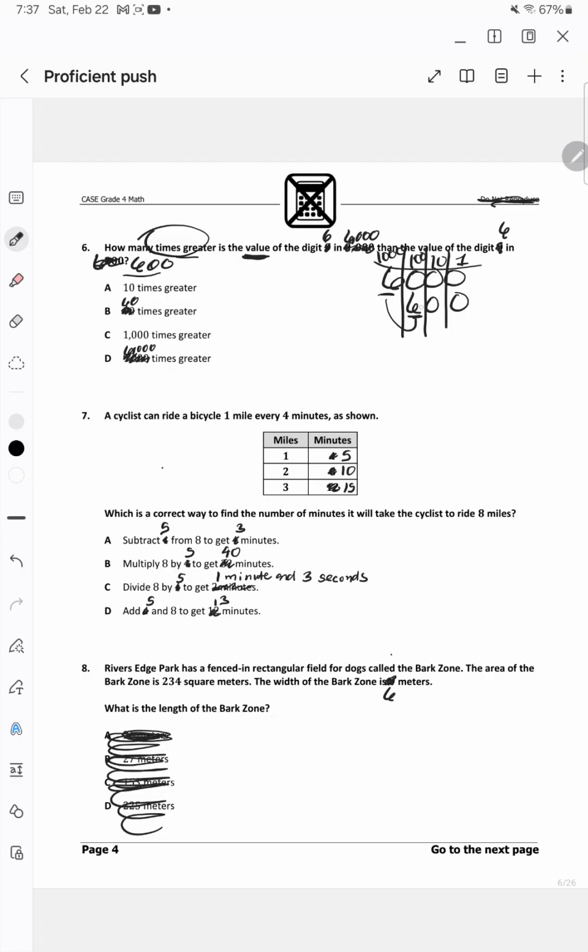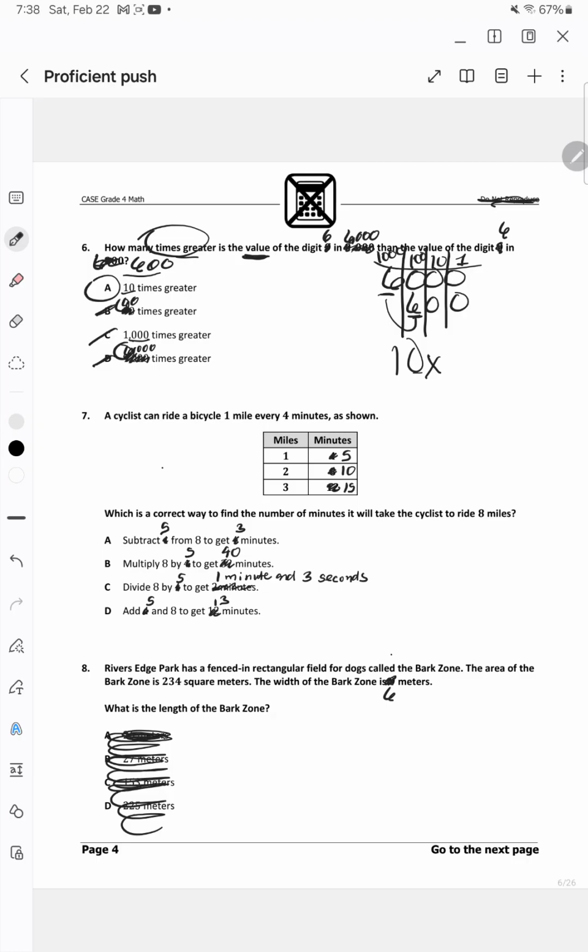Every jump is equal to a 0. So I did 1, and it's a lot like King Henry. And I did 1 0, so that means it is 10 times greater. You can never have anything other than a 1. So saying 60 times and 6,000, that's wrong. Also, I didn't do 3 jumps, so that's wrong. I only did 1, and I should only have 1 0.